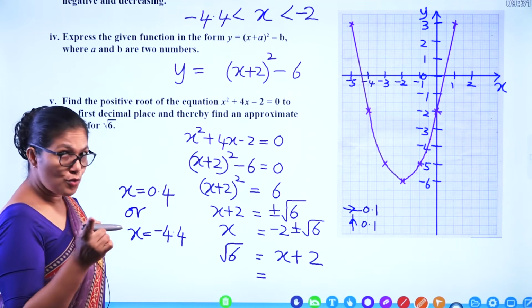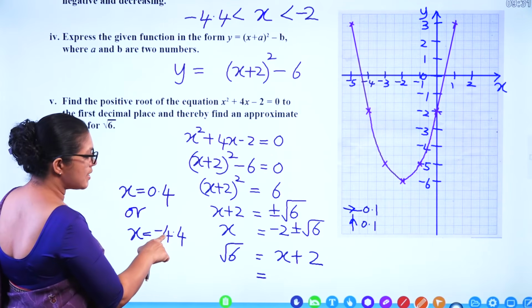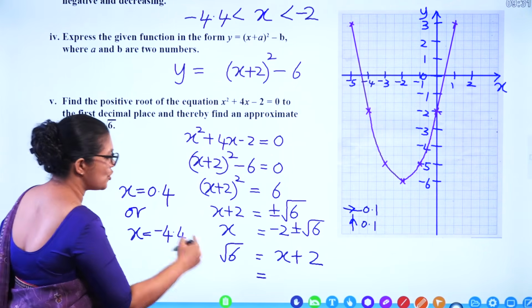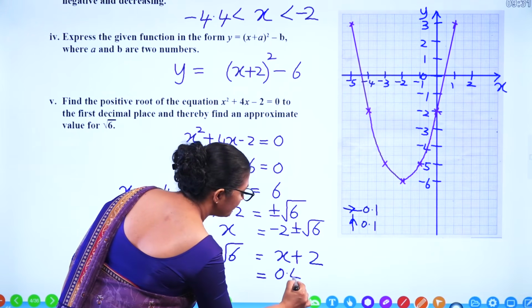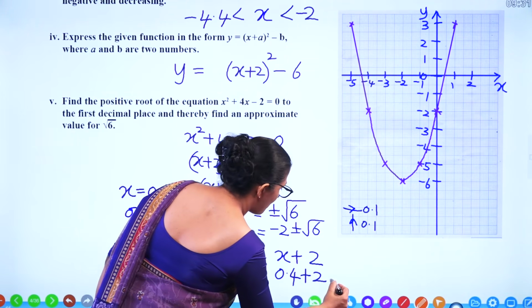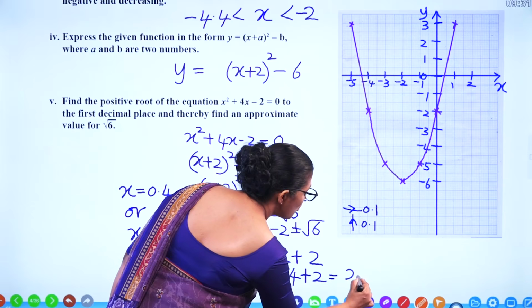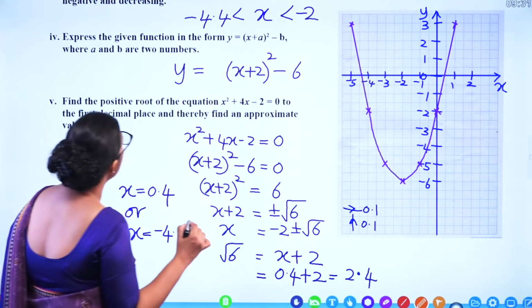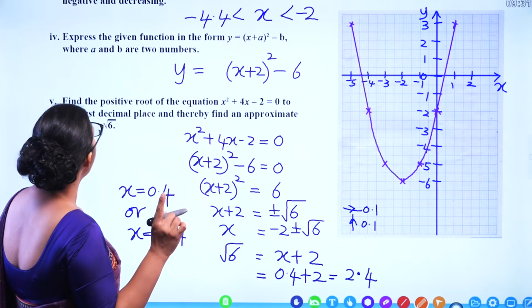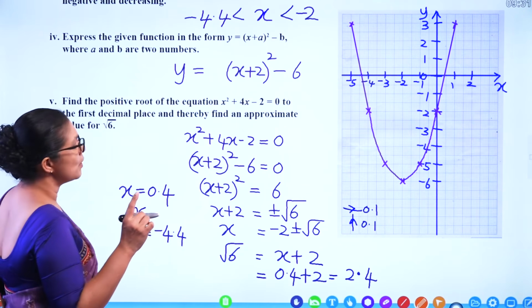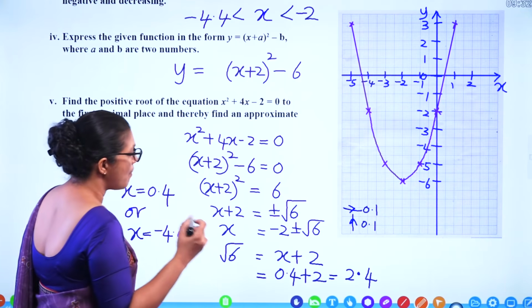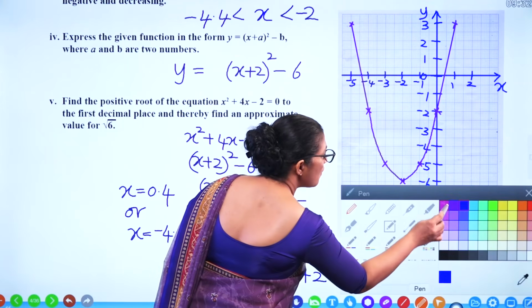Which x value is suitable? We can't use the negative value because then you get a negative answer. So substitute the positive value. So 2 plus 0.4, 2.4. So that's the value correct to one decimal place, first decimal place. So we'll see how you get marks for this side.